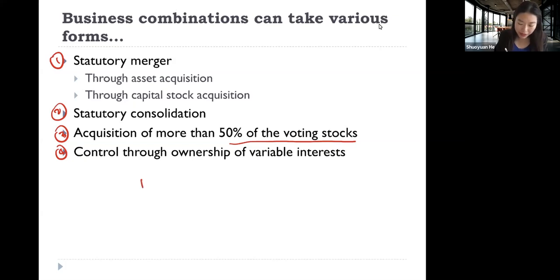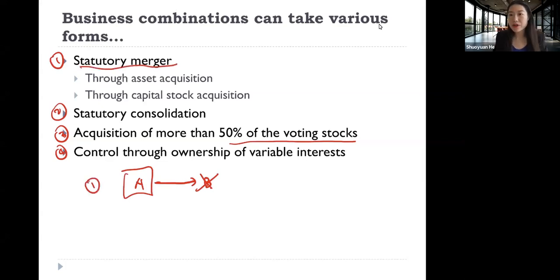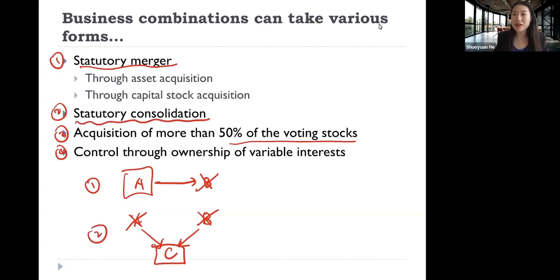So we have a firm A and a firm B. If A obtains control of B, so A acquires B, and as a result, B dissolves and A still exists, this is number 1, the statutory merger. However, if 2 firms, A and B, both go out and form another firm C, and both firm A and firm B dissolve, and the firm that is left is firm C, this is the second kind, which is statutory consolidation.